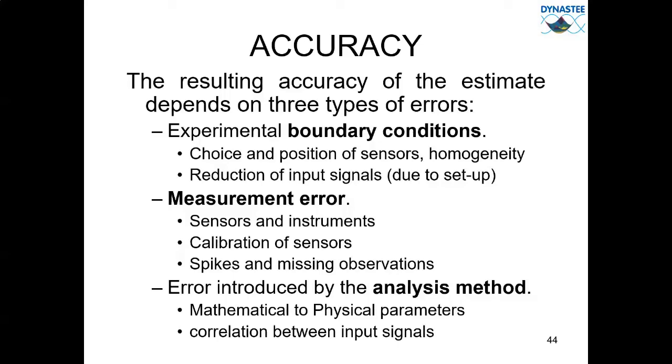And then we come more or less to the error introduced by the analysis method. And that is more the problem of your model, of course, and the conversion of mathematical to physical parameters. And remember that we are interested in physical parameters, and that might be problematic. Another issue is the correlation between input signals, and that is often caused by solar radiation, because you can expect that if solar radiation is passing a window, also the indoor temperature will rise.